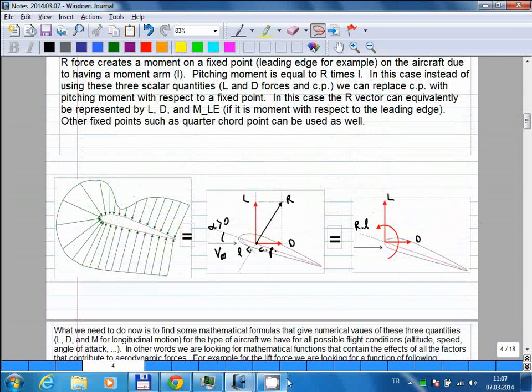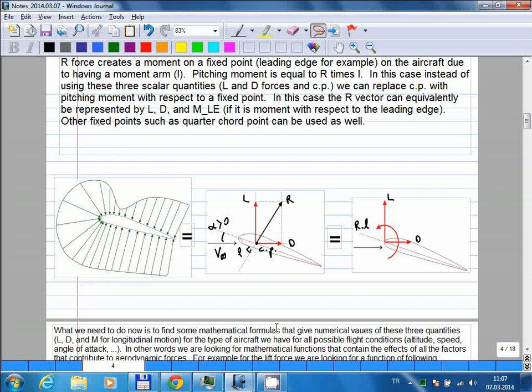Okay, so for different reasons, we want to know the forces on an aircraft, right? And that means these forces depend on a lot of parameters. First, it depends on the flight condition, okay? So it depends on certainly the speed of the flight.